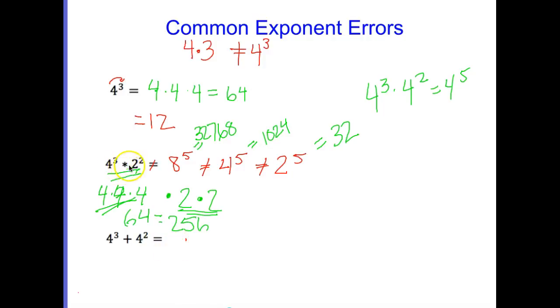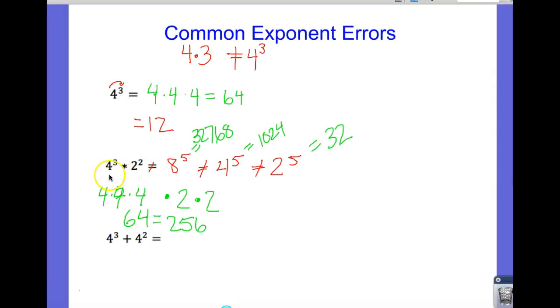4 to the third times 2 squared is different than these numbers. I can't just use this. You can see why it's different. This is 3 4s that I'm multiplying, and this is 2 2s that I'm multiplying, and then I'm going to multiply those two numbers. I can't just combine them randomly like this. That'll give me a different value. So in the end, this is as simplified as it gets in terms of exponents.